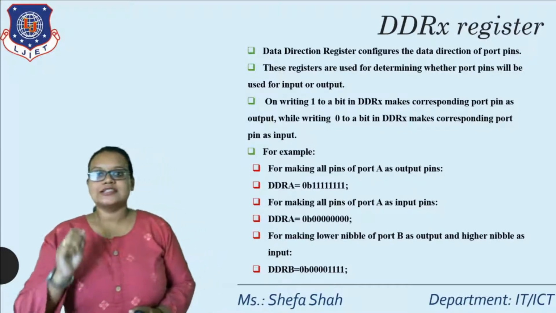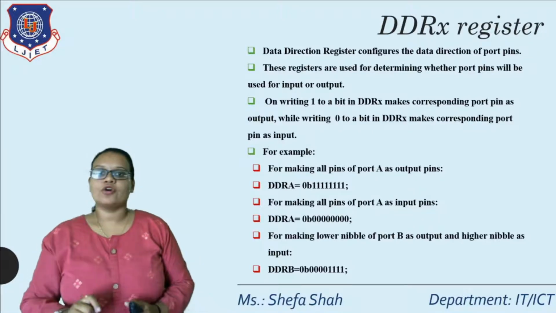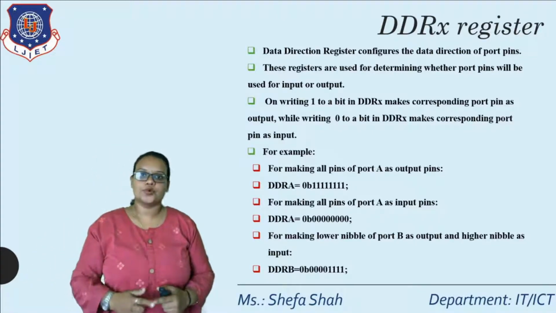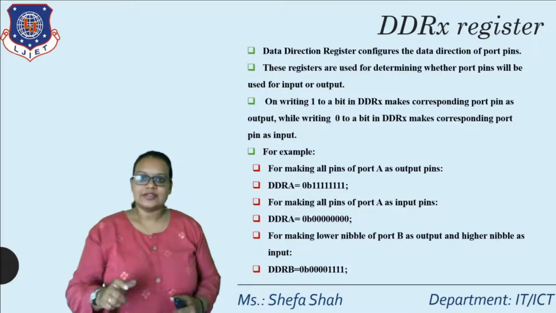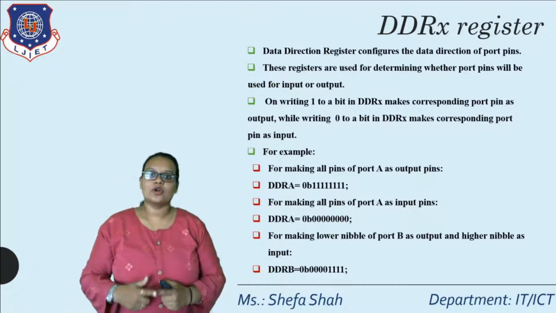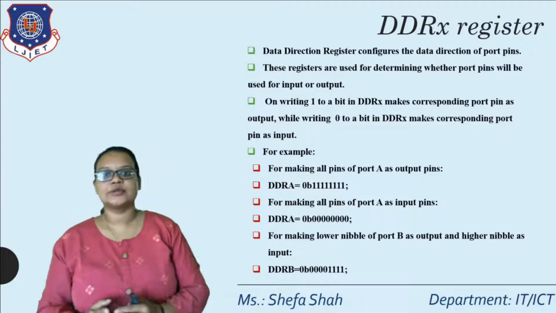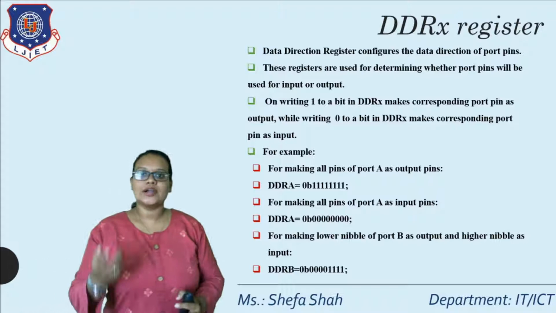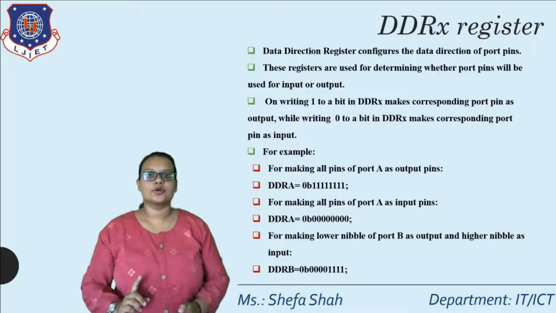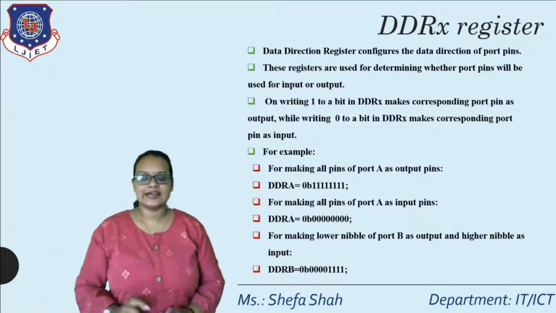We need to assign 0 to that particular DDRX pin, right? And if we want to make PA7 an output, then DDRX bit 7 will be made 1 to connect as an output, right? So not only can the whole register work as input or output, but we can convert bit by bit as an input or output for all the 4 ports. Clear? So this is the DDR register.